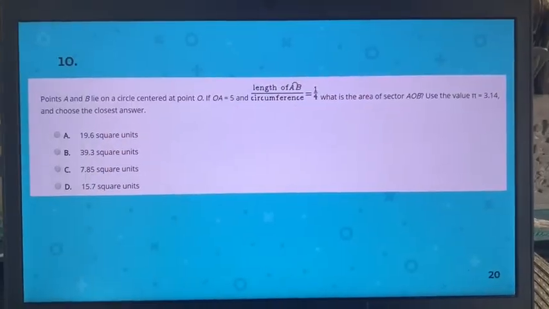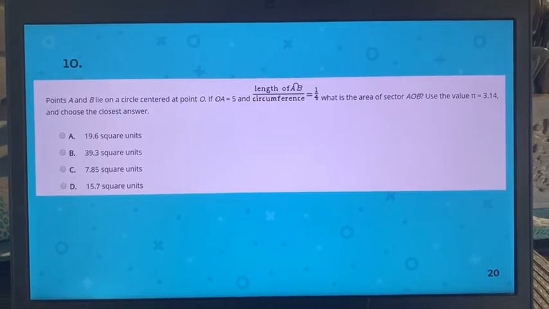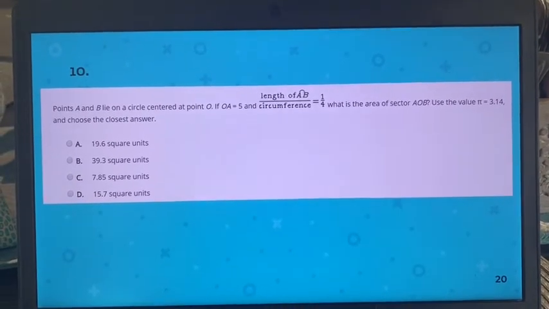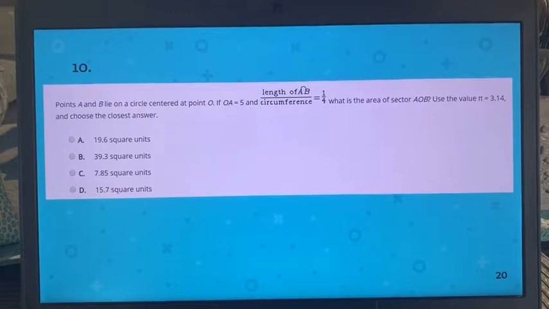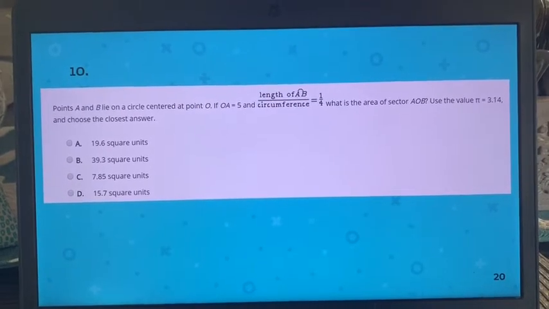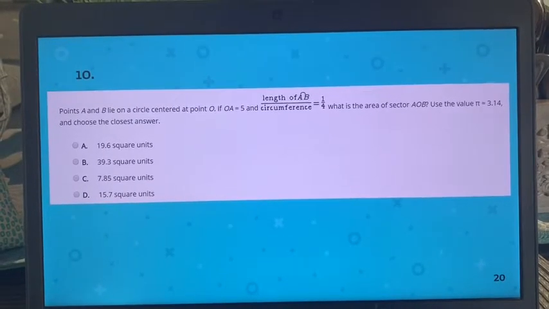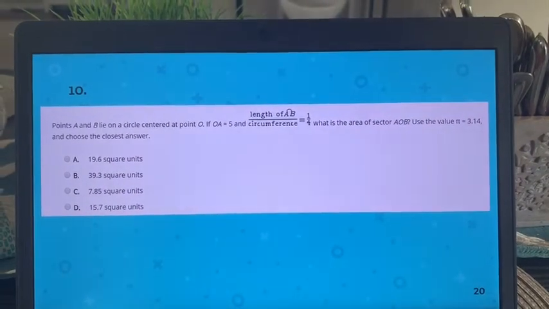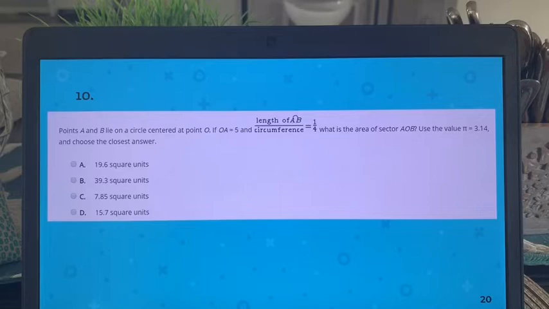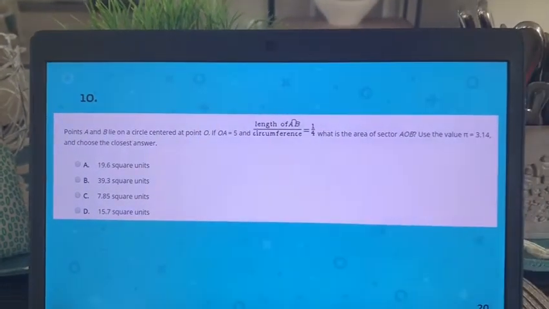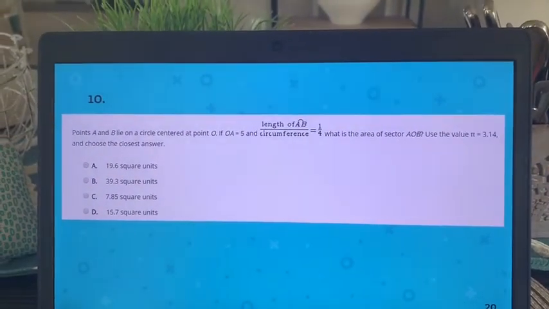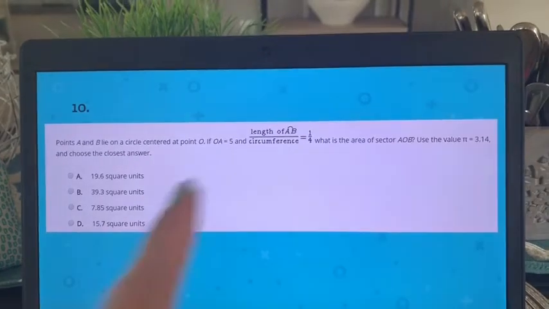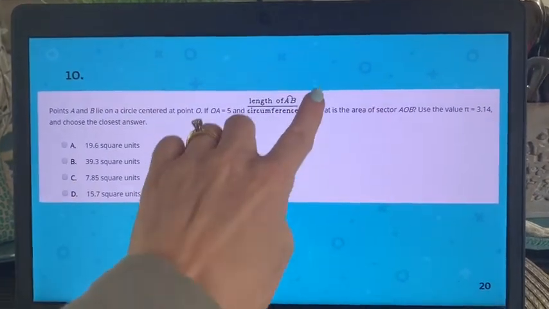For the last problem, this is number 10 on your Google slide. It says points A and B lie on a circle centered at point O. If OA is 5, that means that's the radius, and the length of AB over the circumference is equal to 1/4. We're trying to find the area of the sector AOB, and we are going to use 3.14 instead of pi.